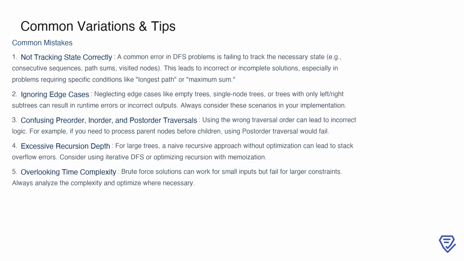Another frequent pitfall is confusing traversal orders. Pre-order, in-order, and post-order serve different purposes. For example, if the problem requires processing parent nodes before their children, using post-order traversal would produce incorrect results. Recursion depth is another concern. Large trees can trigger stack overflow errors if the recursion is not optimized.